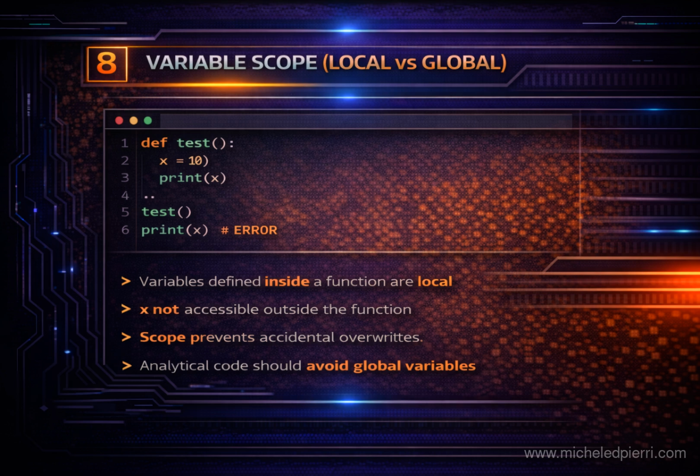Variable scope defines where a name exists and where it can be used. When a variable is created inside a function, it belongs to that function only. This boundary is intentional. It keeps different parts of a program from interfering with each other. In the example, the variable is created and used successfully inside the function, but once execution leaves that function, the name no longer exists. Trying to use it afterward causes an error. This behavior protects your code from accidental side effects and is one reason global variables are usually avoided.